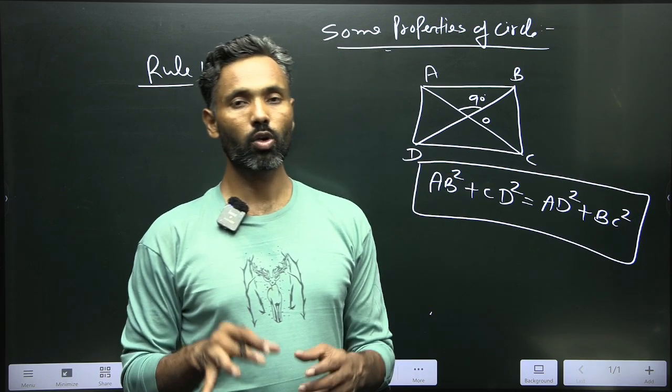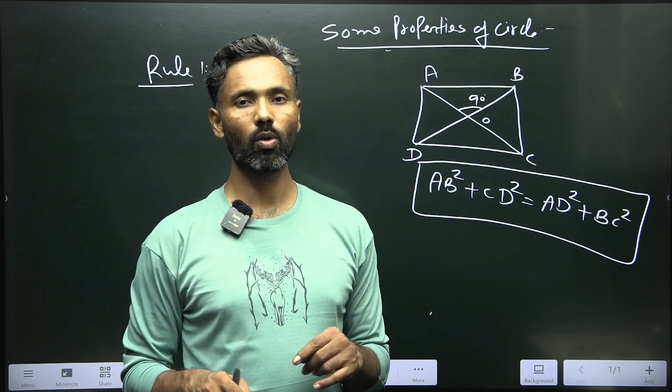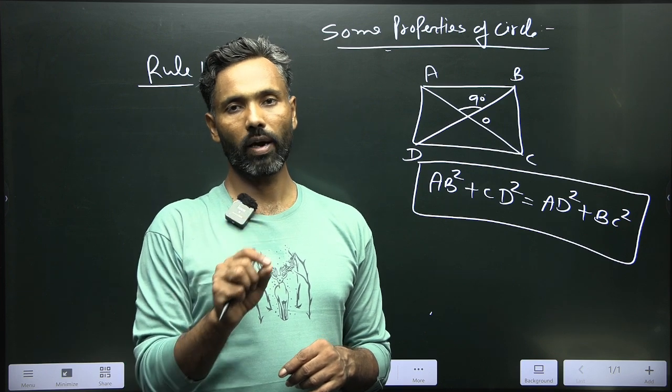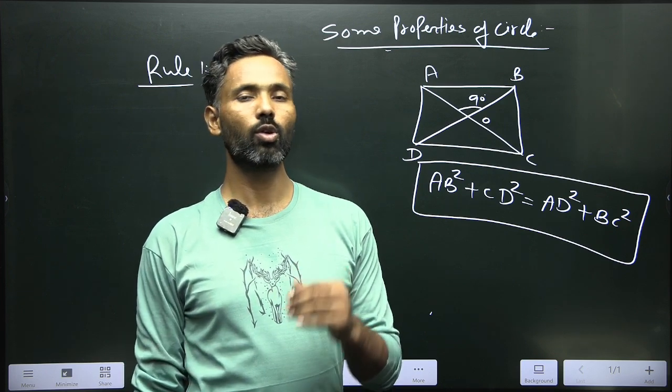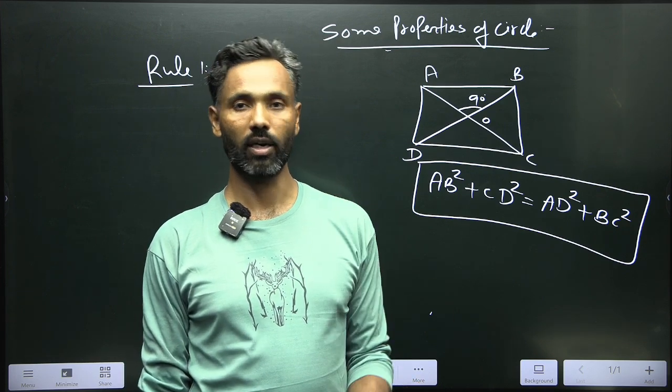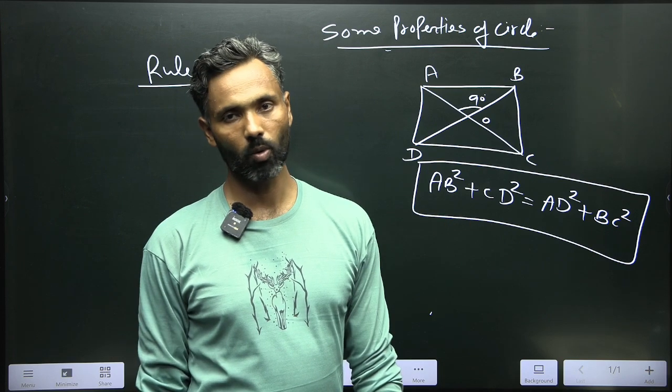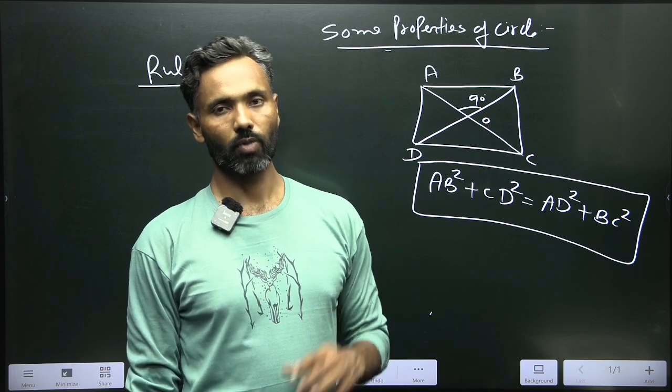What kind of question can be asked on this particular rule? The lengths of 3 sides will be provided, and the examiner will ask you to calculate the length of the 4th remaining side. You have to apply this particular formula in that case. So this is the rule.